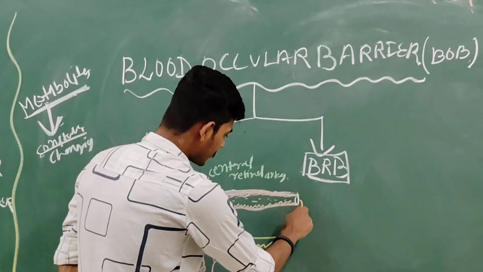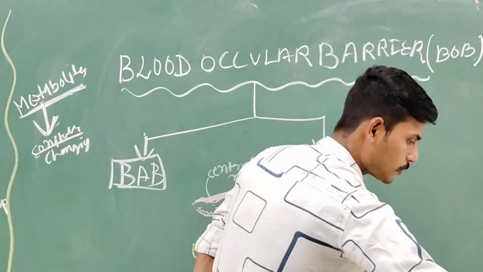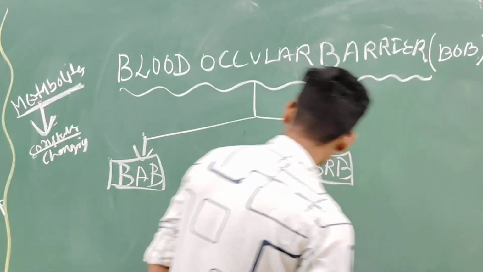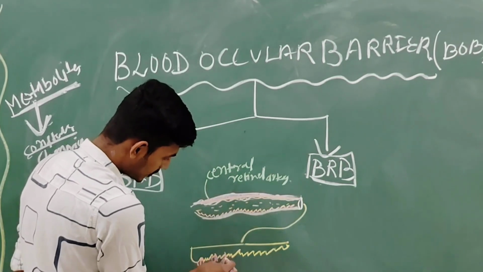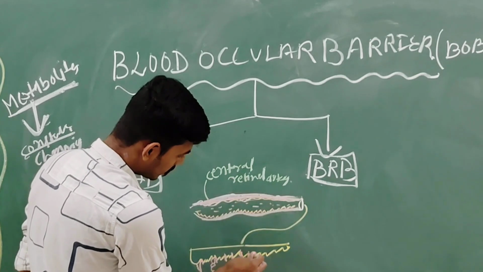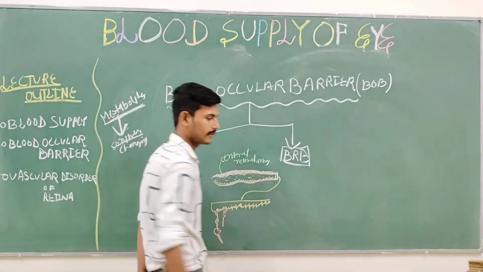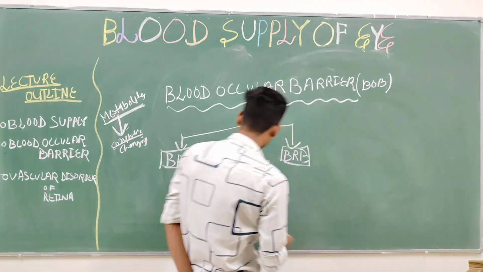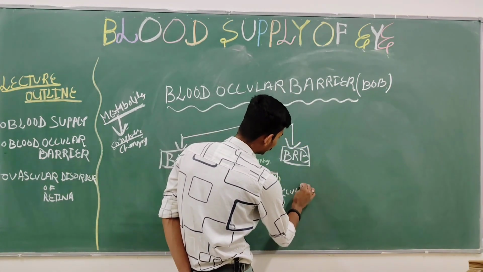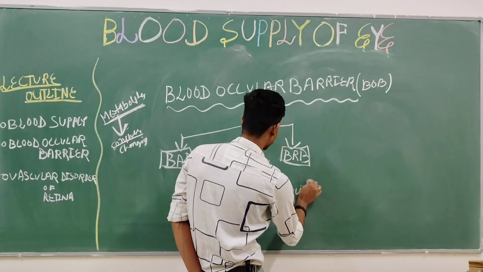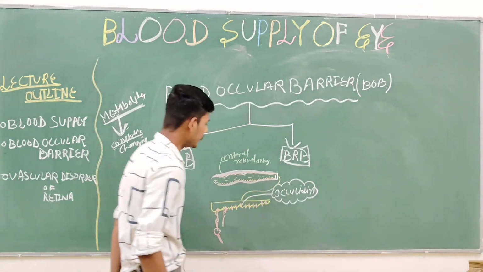When the blood supply comes here, there is also a tight junction here. These are called tight junctions, which are made by the occludin protein. Write down, it's made by the occludin protein.